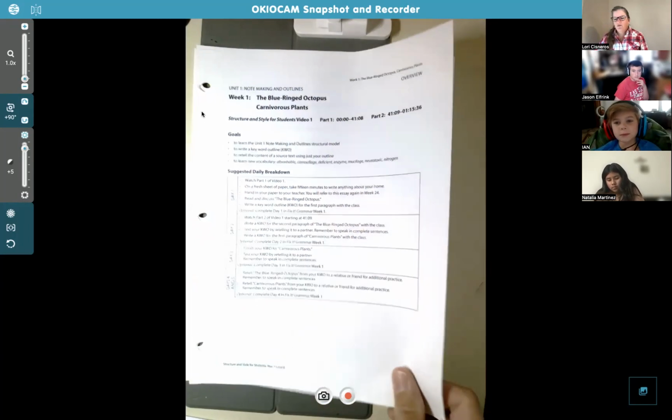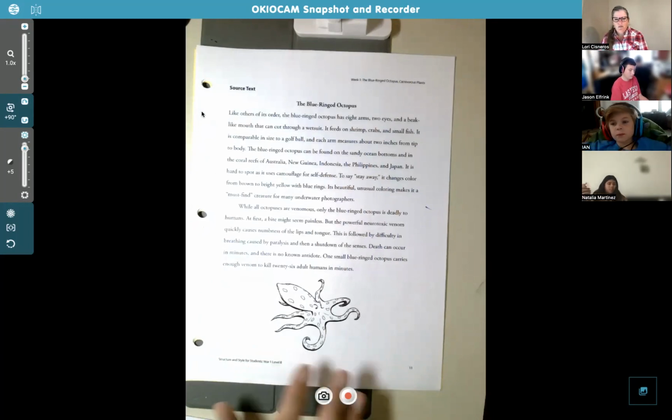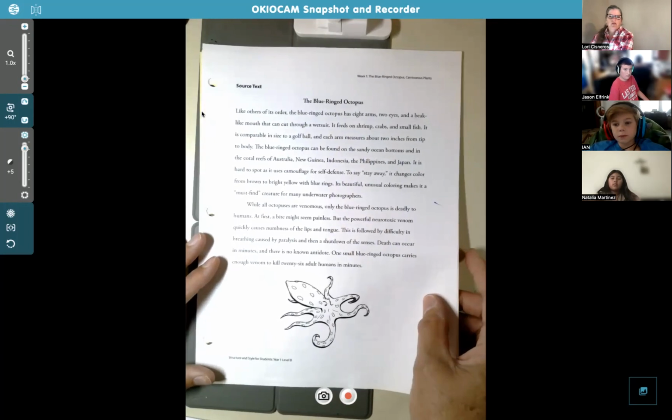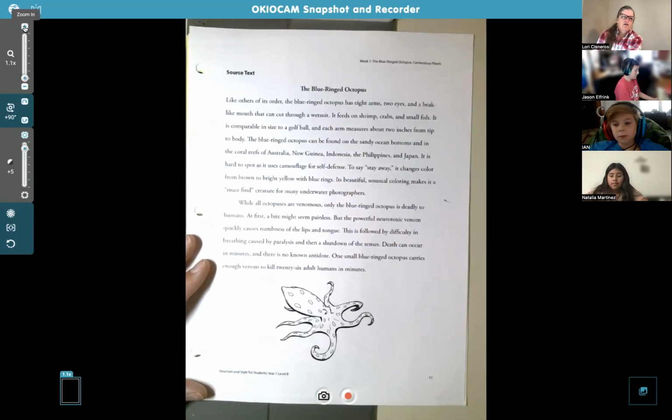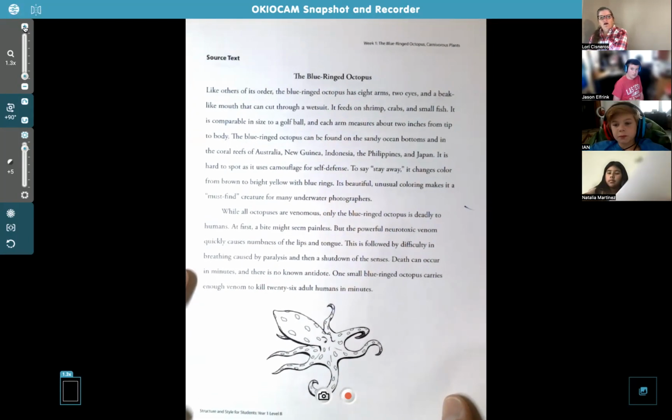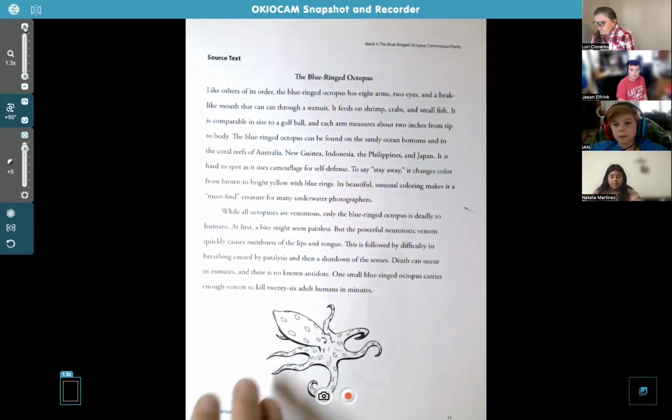So you can just move this one aside for now because we don't need it at the moment. Okay, but we do need this one. This is where we're going to start. This is the first article in the binder. It's called the blue ringed octopus. And what we're going to do first is just read it, and then we're going to talk about it.